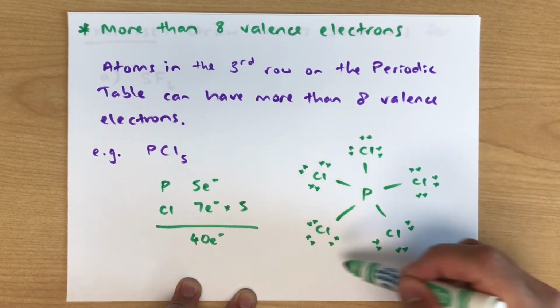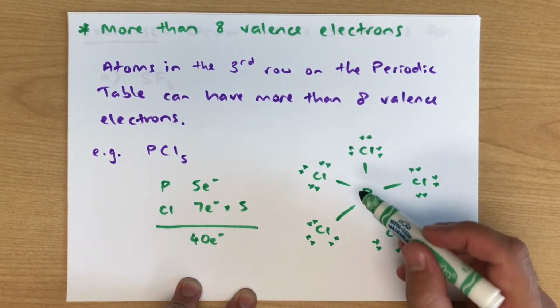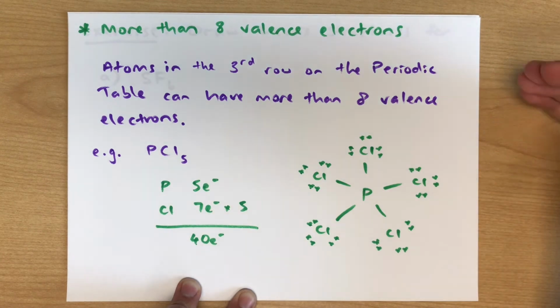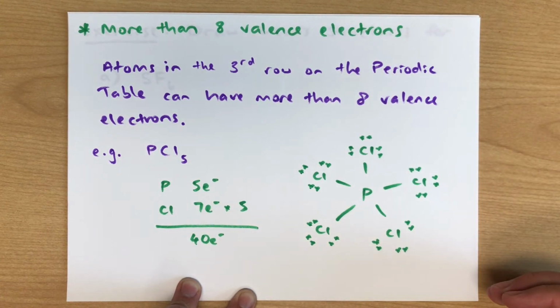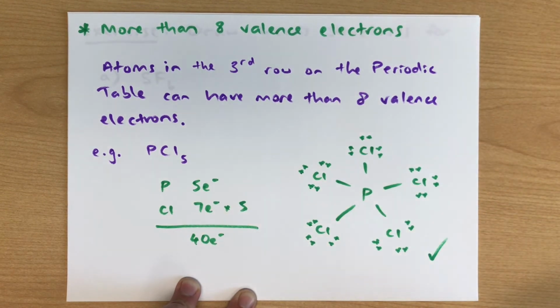Chlorine has 8 times 5, means I've used all 40 of my electrons. Phosphorus has got 10. That's okay because it's in the third row on the periodic table, meaning it can have an expanded octet with more than 8 valence electrons, and that is the correct Lewis structure.